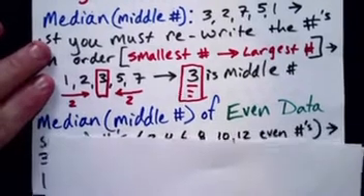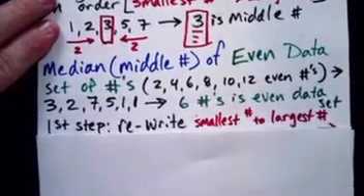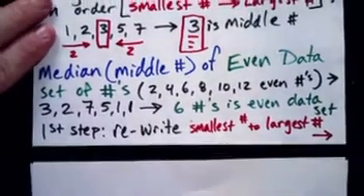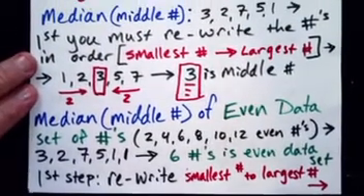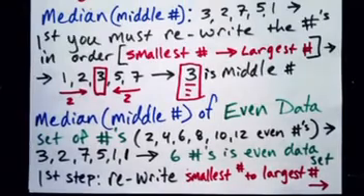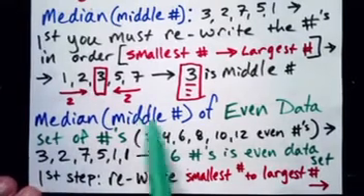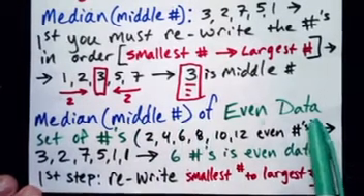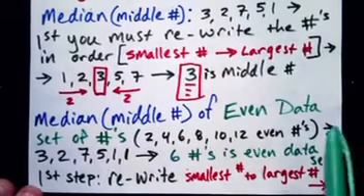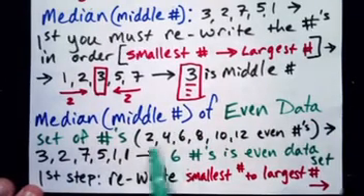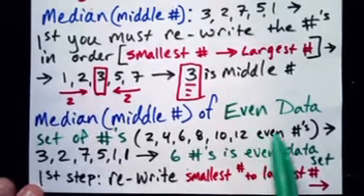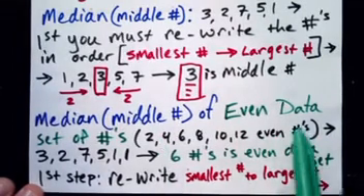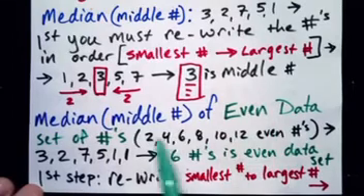Now, when you're working with an even data set, again, this is a video, so you can go back and rewind it, but I think it's good to see both examples. Here, for the median and the middle number of an even data set, it's going to be a little bit different, right? So here's our set of numbers, 2, 4, 6, 8, 10, 12, right? This is an example of even numbers or even data sets, right?